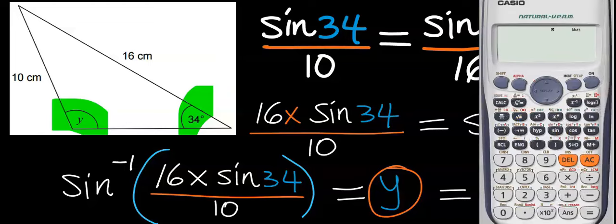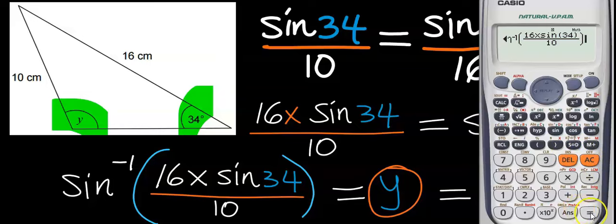Let's pull out our calculator. We're going to have shift sine, and inside this bracket we're going to have divide 16 multiply by sine. Inside the bracket we're going to have 34. Close this bracket. Then at the denominator we're going to have 10. Next, we're going to close the bigger bracket. If you omit any of the brackets, you're going to have a syntax error.